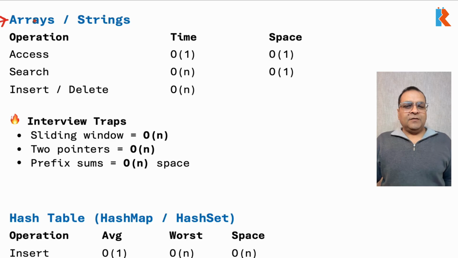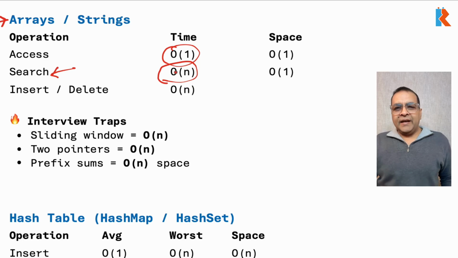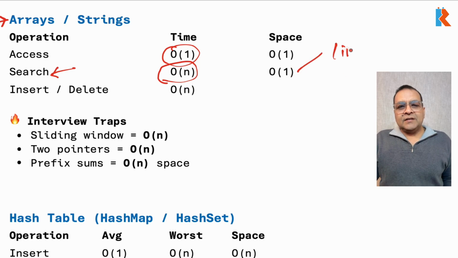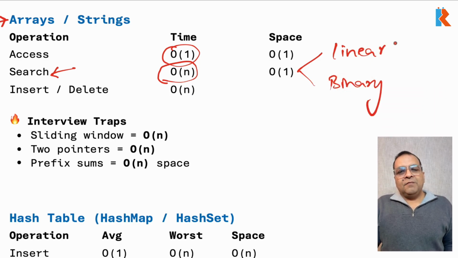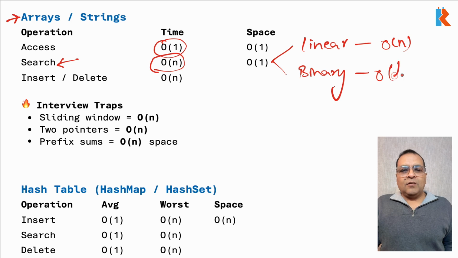Typically, when you access an element in an array or a string, it takes constant time because we are using the index operator and we are directly going to a particular index in the array. If you are searching in an array, then searching takes order of n time if the array is not sorted. So if the array is not sorted, then the searching will be linear search. And if the array is sorted, then we can apply binary search also. If we apply linear search, then the time taken is order of n. And in case the array is sorted and we are able to apply binary search, then the time taken will be order of log of n. In both the cases, the extra memory will be constant.